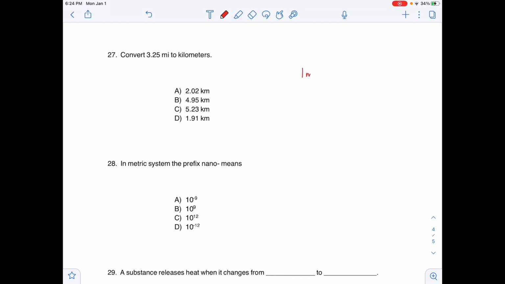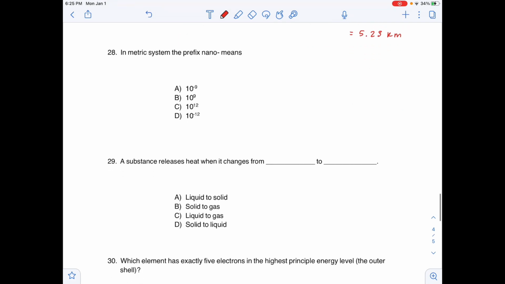For 27, it says convert 3.25 miles to kilometers. So you have to know that 1 mile equals 1.61 kilometers. And so then you're going to set it up as 3.25 miles. I like to do these post things to help line everything up. And miles goes on the bottom. So in 1 mile, you have 1.61 kilometers. The miles are going to cancel, and when you multiply across, you're going to get 5.23 kilometers. So answer choice C is going to be the correct answer.